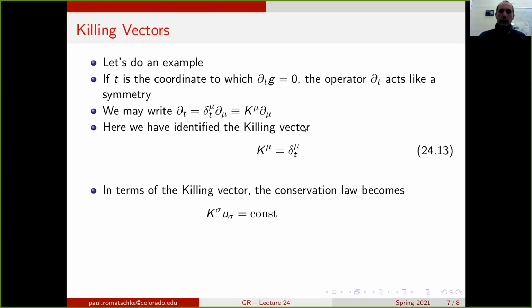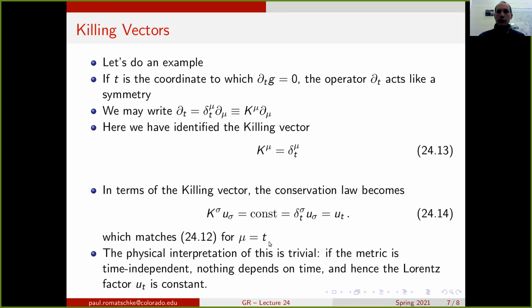And of course, for the Killing vector that we have in our example here, δ^μ_t, if we plug this in, we find that this constant is equal to δ^σ_t u_σ. And we can make the contraction and find that u_t is the quantity that's constant as a function of time. Of course, this matches our derivation that came directly from the geodesic equation if we take the coordinate μ equal to t.